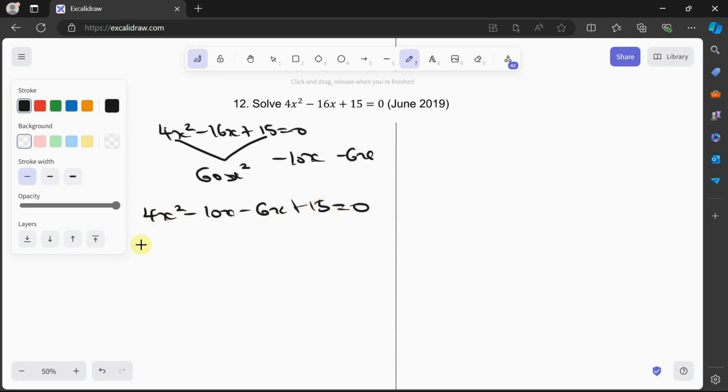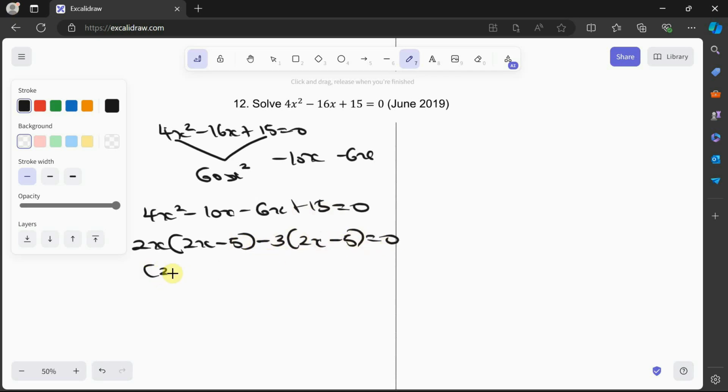What is common in these two? 2 is common, x is common. 4x squared divided by 2x will give me 2x. Minus 10x divided by 2x will give me minus 5. What is common in these two? Minus 3 is common. I would say minus 3 because this guy has to turn to minus for you to tally with this guy. So minus 6x divided by minus 3 will give me 2x. Plus 15 divided by minus 3 will give me minus 5, is equal to 0. Since these two are the same, I'm good.